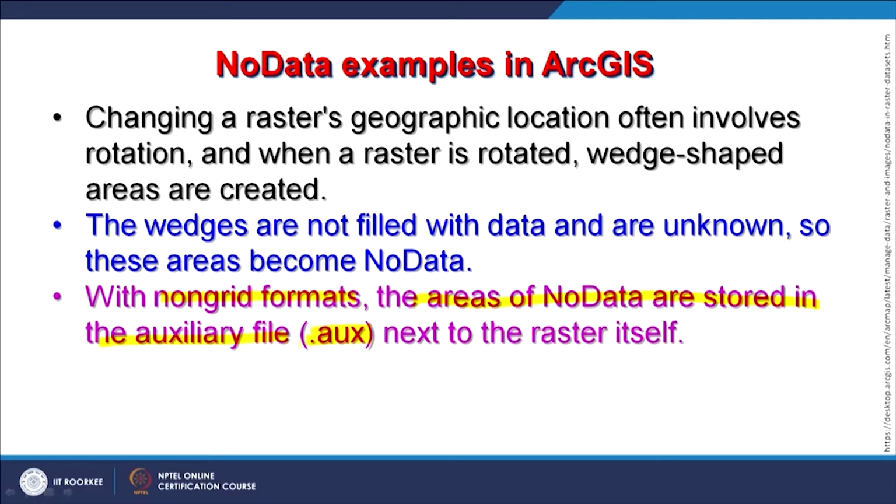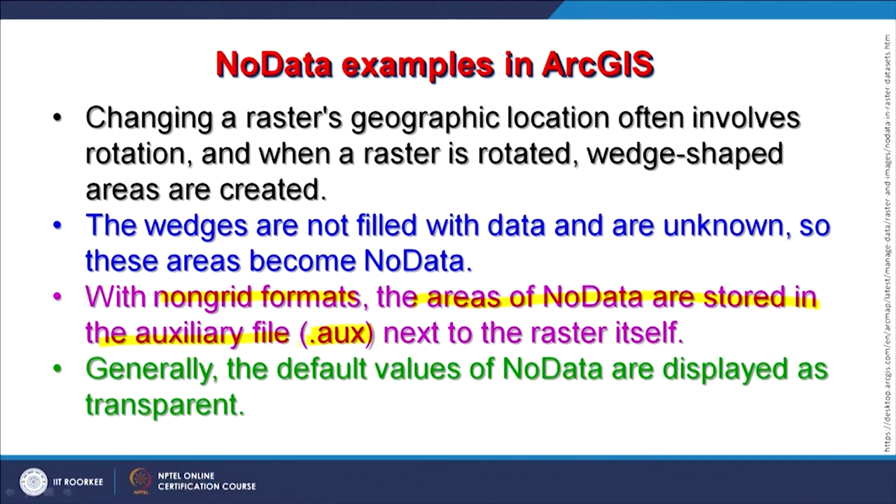So, whenever that file is used, suppose I have a file india.grid, then I will also have a file india.aux, and whenever I use india.grid, this file will also be used to help the system ignore no data for any kind of calculations. And generally the default value for no data is displayed as transparent, as I have said.